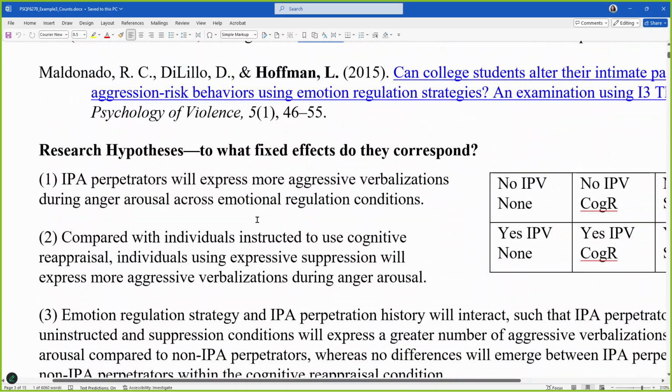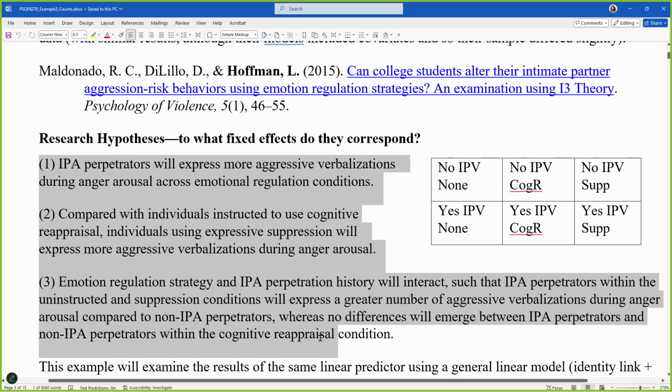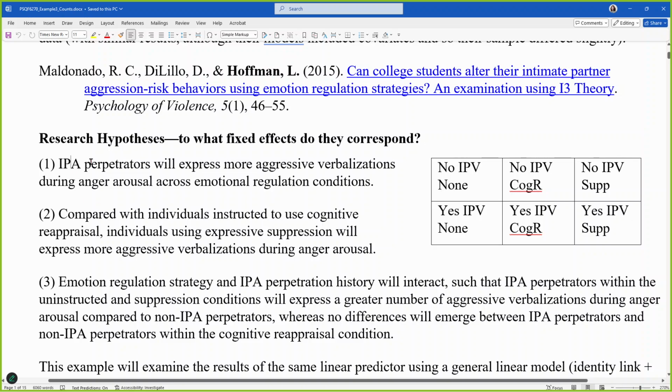Now let's first talk about hypotheses. These are the research questions as stated in the paper. Let's practice mapping them onto what we are going to look at. IPA, by the way: reviewer 3 insisted that we had to call it intimate partner aggression and not violence because of the way we measured it, and so we were like, fine. But IPV and IPA are the same. So IPV perpetrators will express more aggressive verbalizations, that means the number of mean things they said, during anger arousal, meaning after we deliberately piss them off, across emotional regulation conditions.